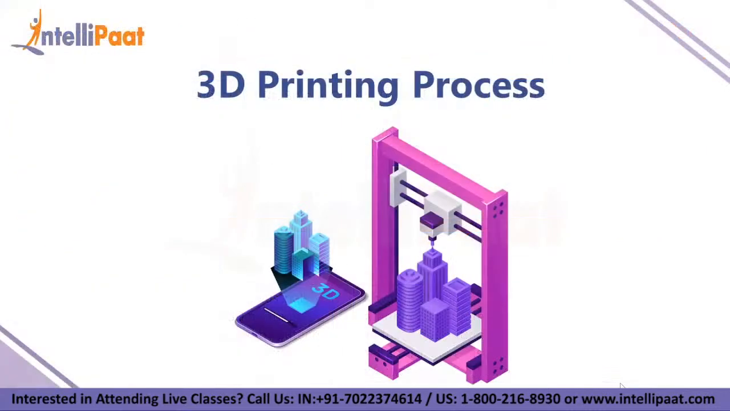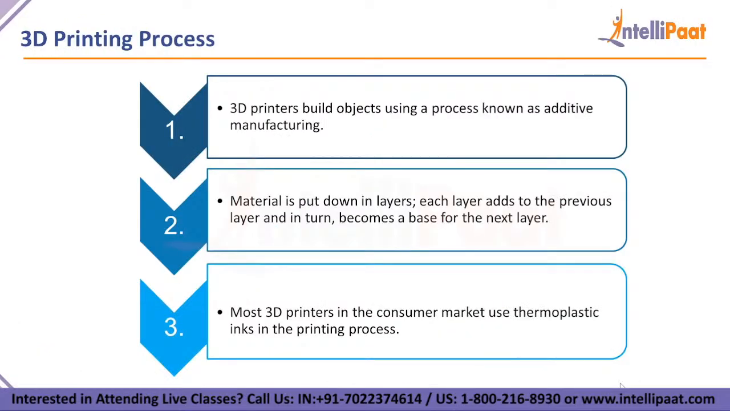Now let's go ahead and take a look at the 3D printing process. 3D printers build objects using a process known as additive manufacturing. Material is put down in layers, each layer adds to the previous layer and in turn becomes a base for the next layer. Most 3D printers in the consumer market use thermoplastic inks in the printing process. These polymers become soft and pliable within a temperature range and then resolidify when allowed to cool.